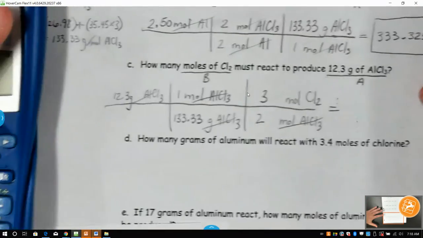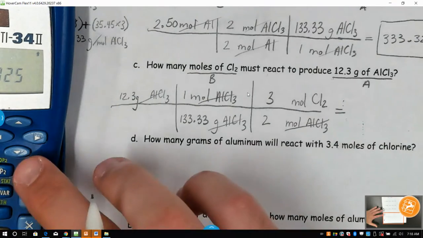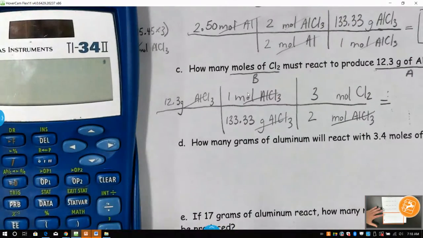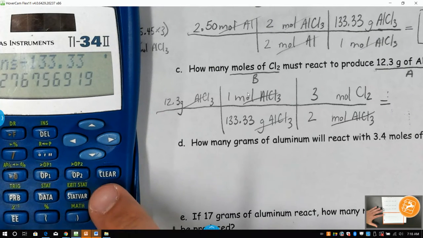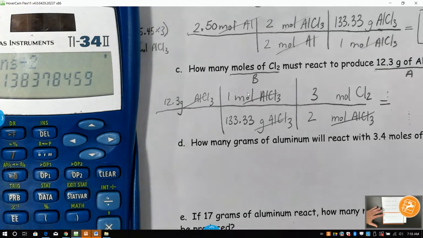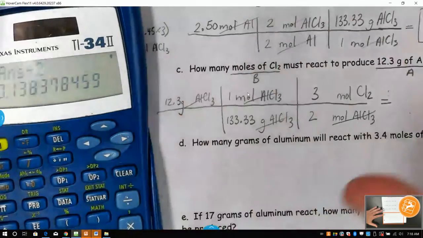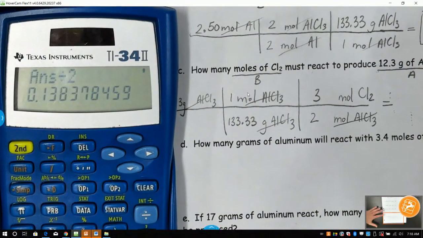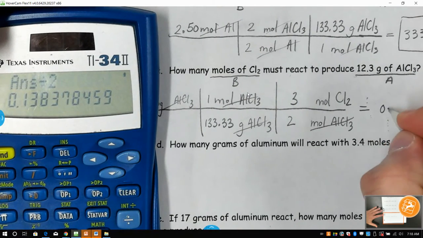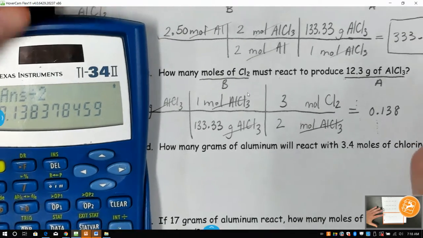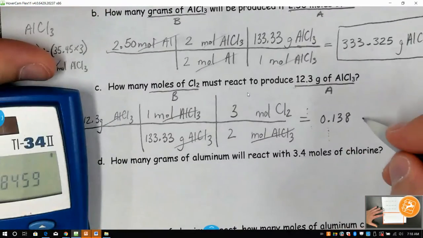Same thing as before: multiply everything on top, divide by everything on bottom. So we're doing 12.3 times 3, divided by 133.33, and then divided by 2. And we're looking at 0.1383. I'm just going to call it 0.138. And the unit would be moles of Cl2.